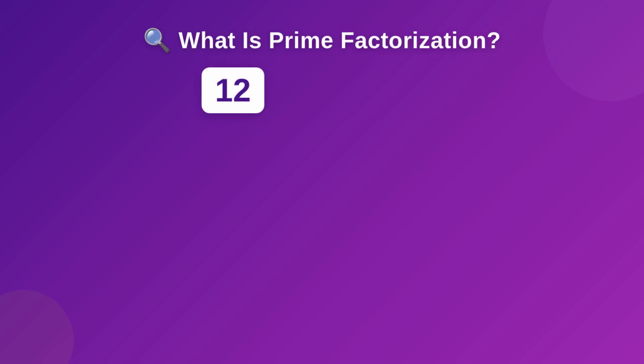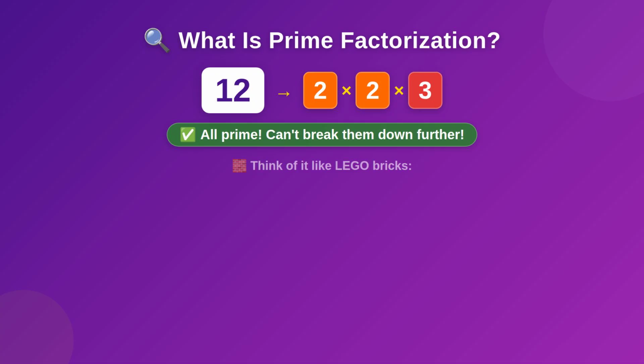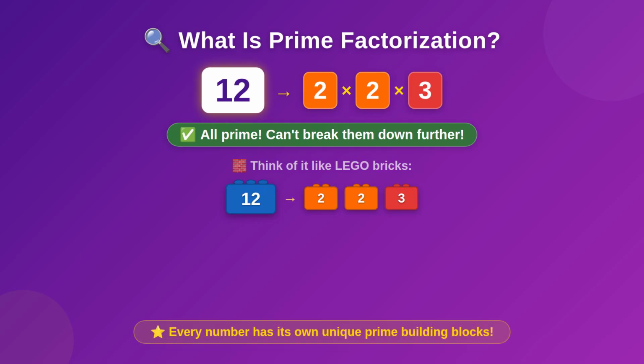Okay, so prime factorization means breaking a number all the way down until every piece is a prime number. Imagine you have a big Lego creation. Prime factorization is like taking it apart, piece by piece, until you're holding nothing but the individual bricks. For example, 12 can be written as 2 times 2 times 3. Those are all prime numbers. You can't break them down any further. We call this the prime factorization of 12. Marcus just wrote this on his worksheet and his eyes lit up. He gets it now. Every number has its own unique set of prime building blocks.